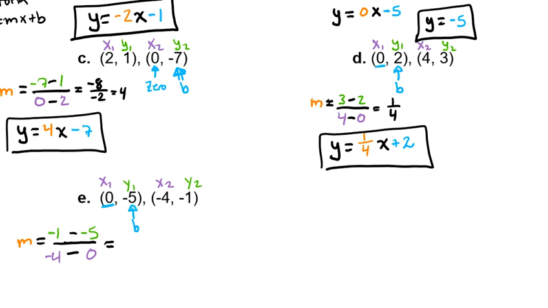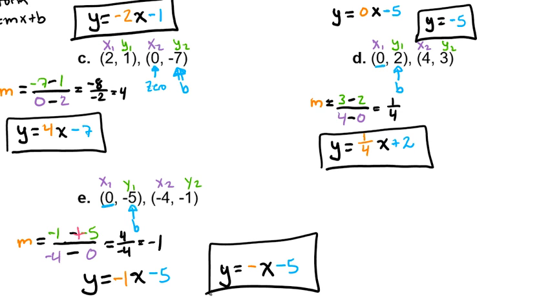I have a negative 1 minus a negative 5. I've got that double negative thing happening, which is kind of like a plus. That's going to give me 4 over negative 4, which is negative 1. So y equals negative 1 times x, and our b is a negative, so minus 5. I could leave it like this, but I should really simplify it, because negative 1 times x is negative x. So this should really be y equals negative x minus 5. And that's my solution.